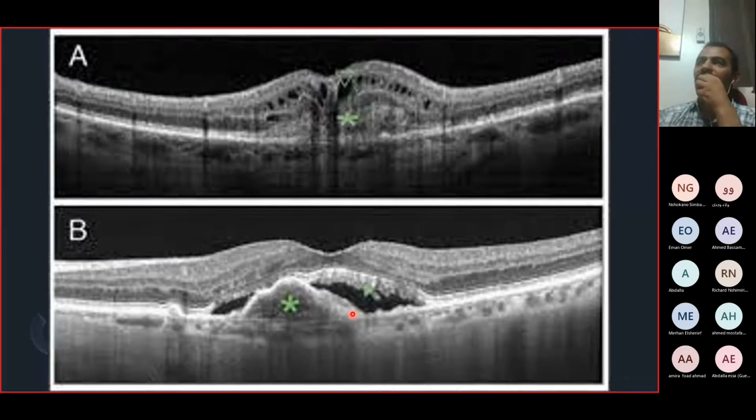So rather than over treating the patient, you bring him back again and again and do more and more OCTs, and you judge whether the patient needs more injections or not according to the presence of intraretinal or subretinal fluid. Okay?